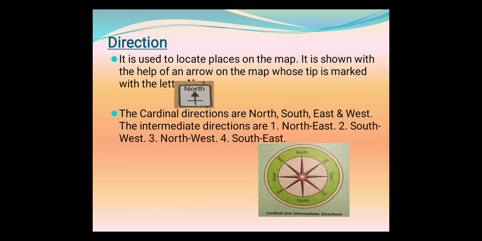Apart from these, there are another set of 4 directions lying between the cardinal directions. They are intermediate directions. They include northeast between north and east, southwest between south and west, northwest between north and west, and southeast between south and east.